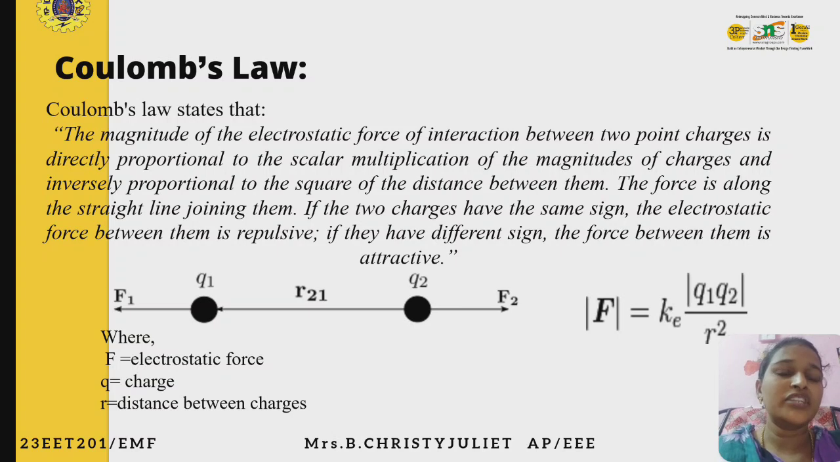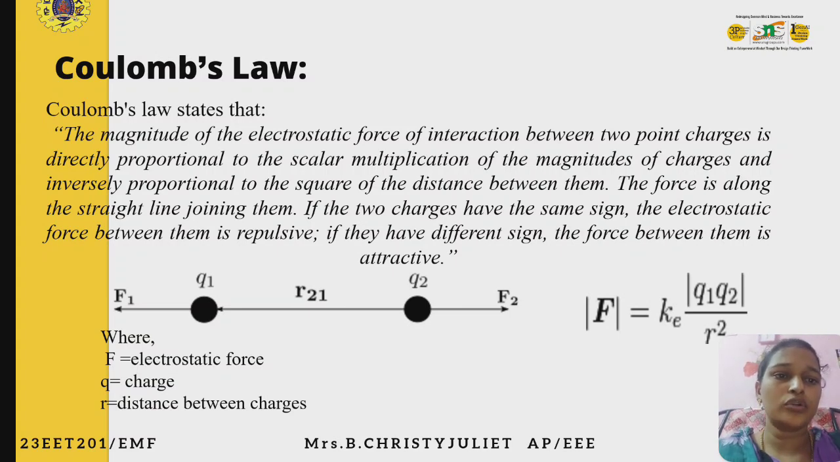When we take two charges, let them be Q1 and Q2, when a charge Q2 is moved towards another charge Q1, it experiences a force. It experiences either a force of attraction or repulsion. That force can be calculated using Coulomb's law. Coulomb's law states that the magnitude of the electrostatic force of interaction between two charges is directly proportional to the product of the magnitude of charges and inversely proportional to the square of the distance between them.